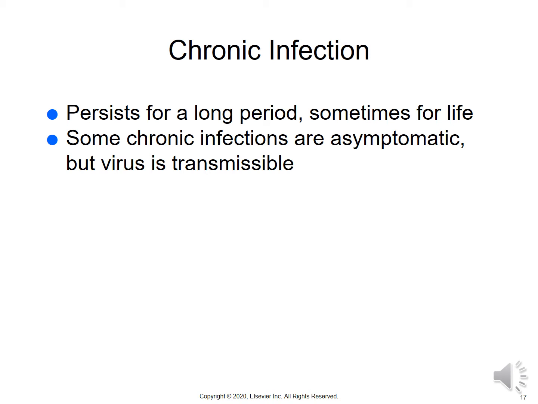Chronic infections persist for a long period of time, sometimes even for life. Sometimes some chronic infections may be asymptomatic and they don't present. However, they may still be transmissible. Take, for example, chronic hepatitis B. A lot of times patients don't present with any symptoms, but the virus is still detectable in blood and remains transmissible throughout the person's life.